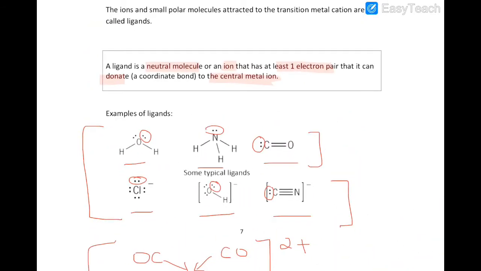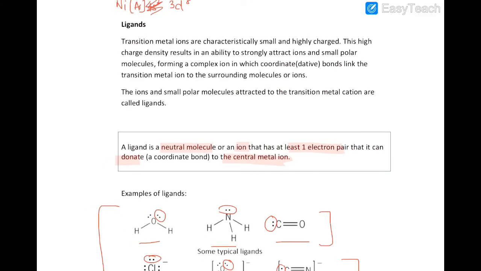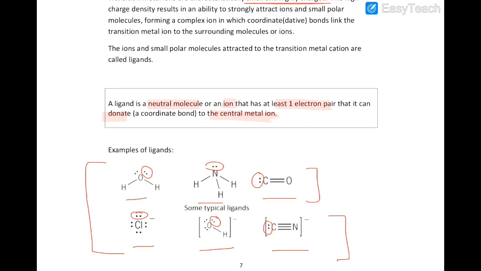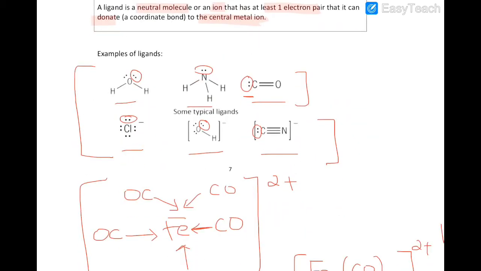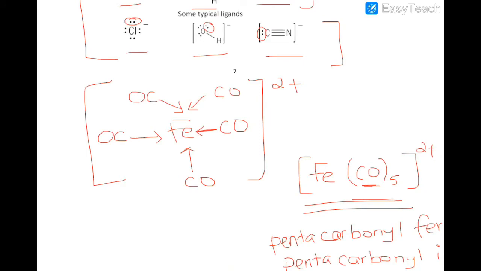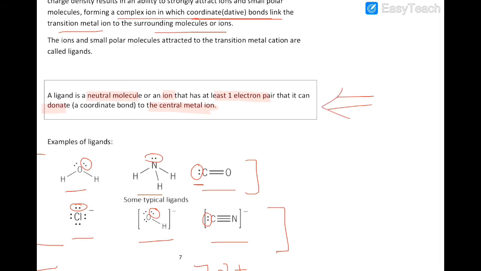These are all ligands that can form complex compounds. And if you read here, it says the transition metal ions are small and highly charged. Because they're small and highly charged, they are able to attract these ligands which have high electron density. This lone pair is providing electron density, so it's attracting it, forming a complex ion in which coordinate or dative bonds link the metal ion to the ligand molecule or ion. So this is a coordinate bond that you see here. Make sure you know this definition.